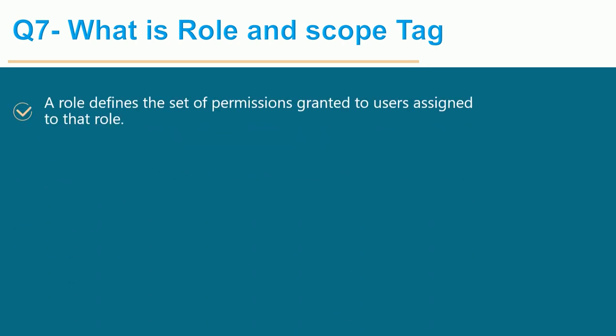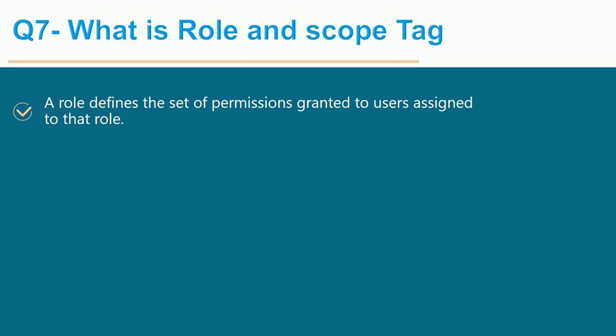As we all know, I have explained roles many times. Roles define the set of permissions granted to users assigned to those roles. So basically, it's a type of access which you are assigning to the user. When you assign the Intune administrator role to a user, that means that user will be an Intune admin in your console, so he can perform any admin activities inside Intune.